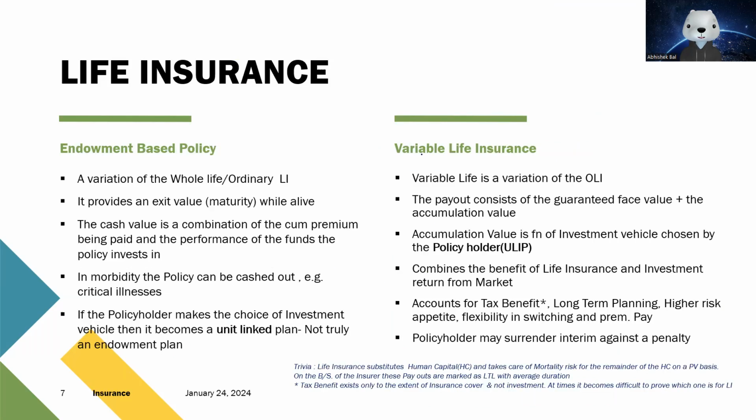First, we take up the variable life insurance policy. As the name suggests, the variable life insurance policy is actually a variation of the ordinary life insurance policy itself. And how is it? The payout consists of the guaranteed face value plus the accumulation value. Now, what is this accumulation value? Accumulation value is basically the value that accrues to the policyholder by virtue of the premium being invested in some suitable investment vehicle.